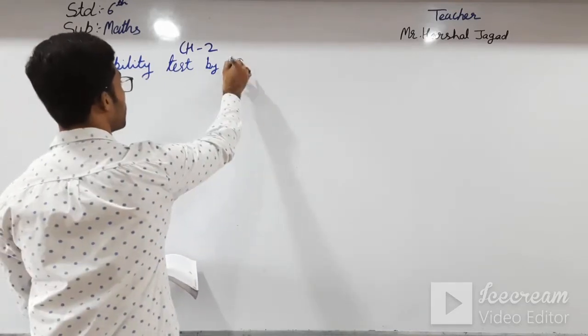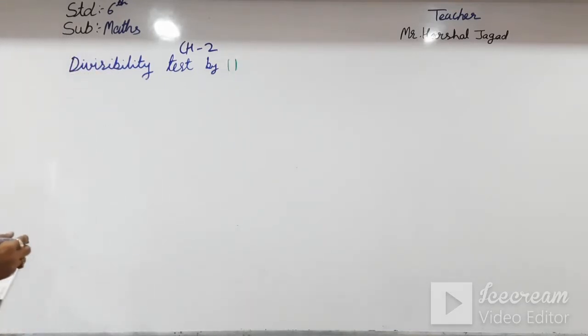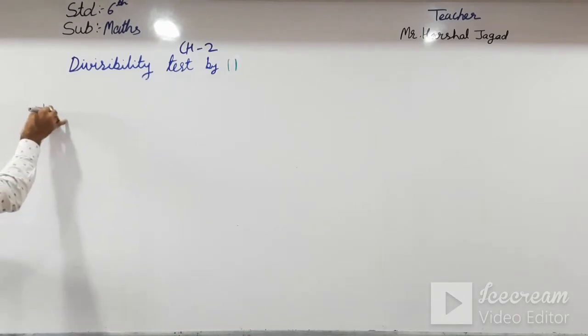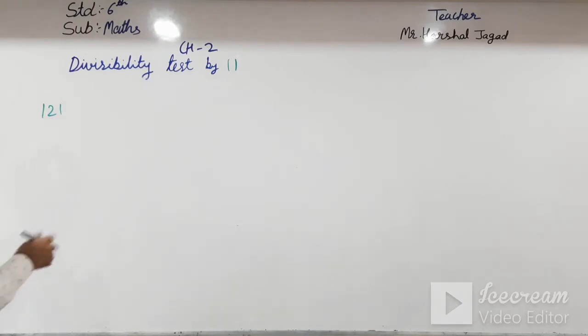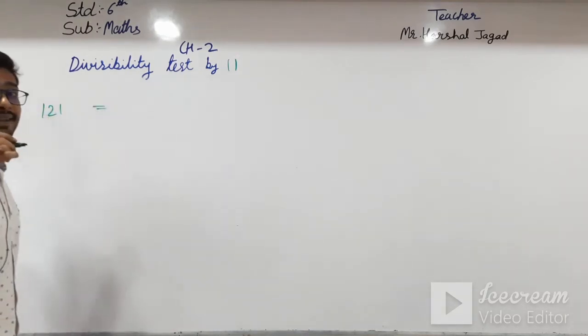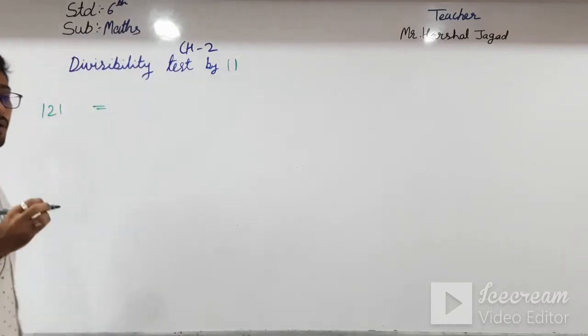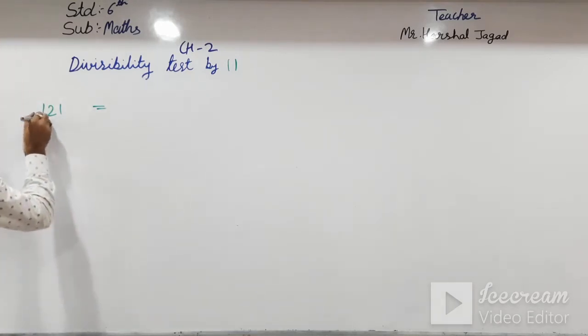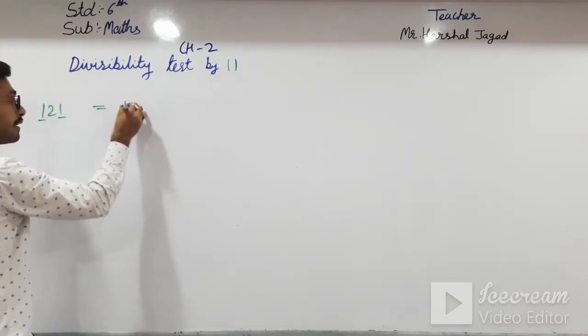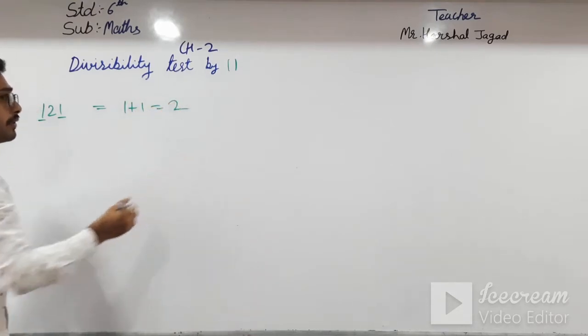See, this is 11, and see here, first of all, they have taken 1, 2, 1. So first, what do they do? They have taken the odd digits from the right hand side. So this is 1 and this is 1. So 1 plus 1 is equal to 2.